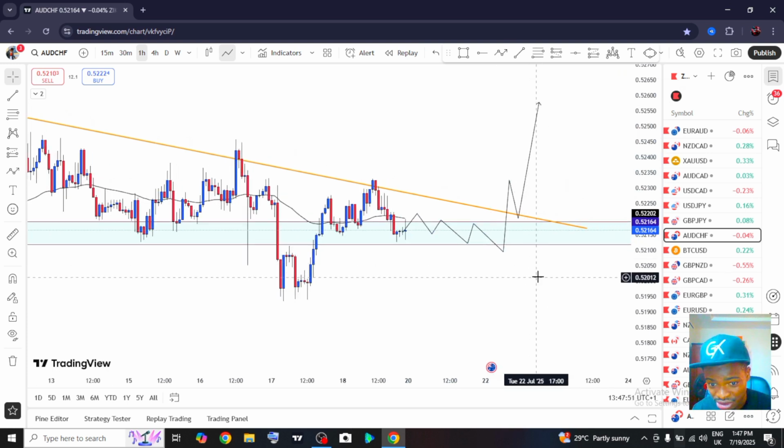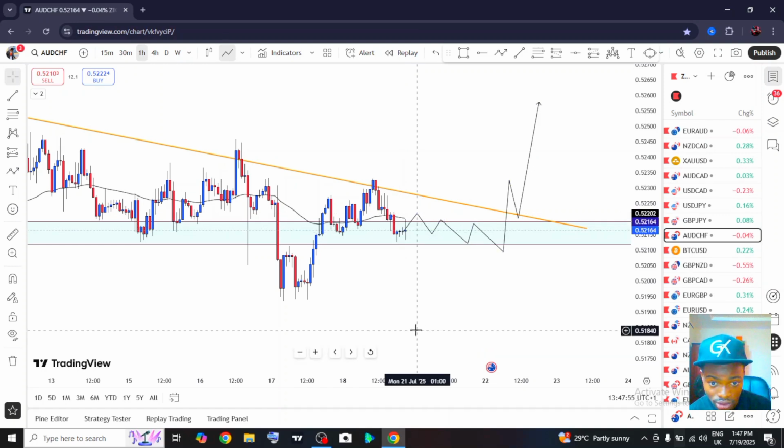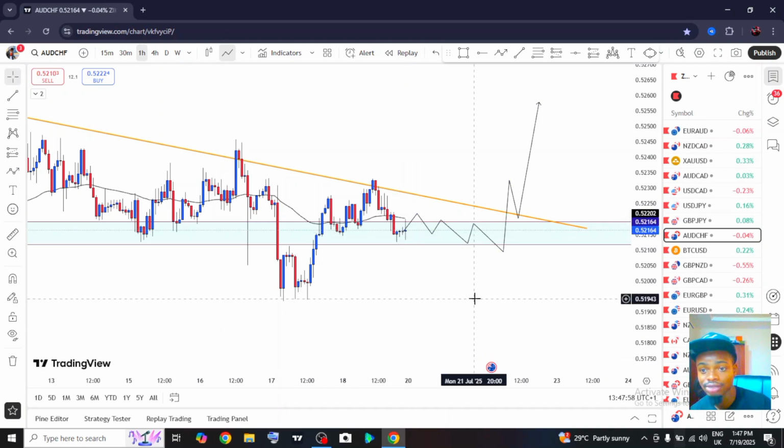So this trade might actually be ready by Tuesday or Wednesday or something, right? But if it decides to continue going down, then I'll no longer be interested in this trade. So that is pretty much the bet for the week.